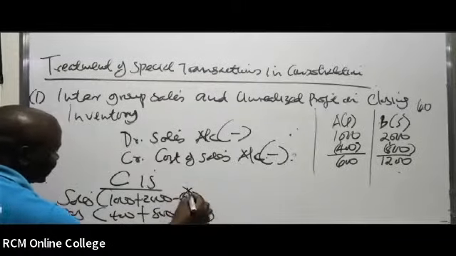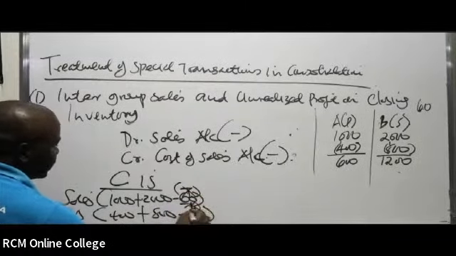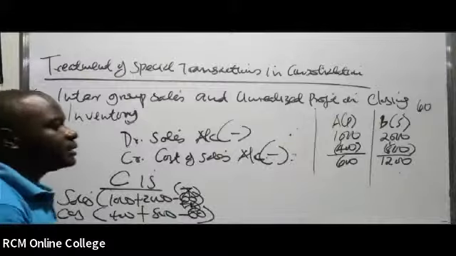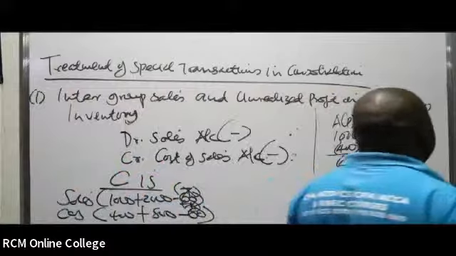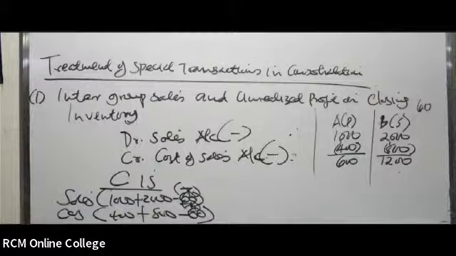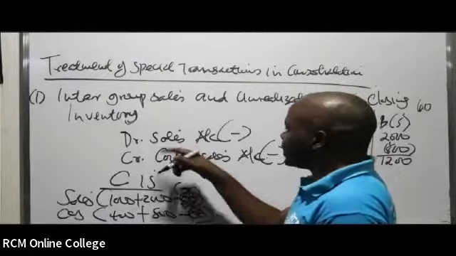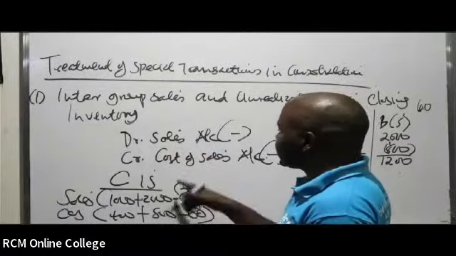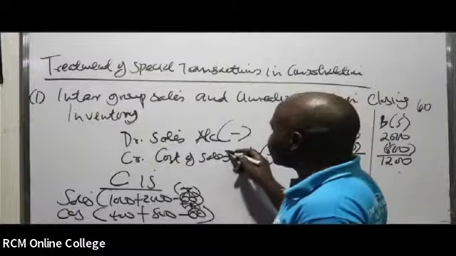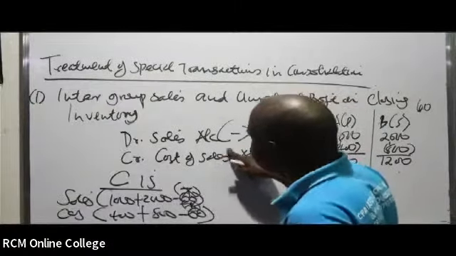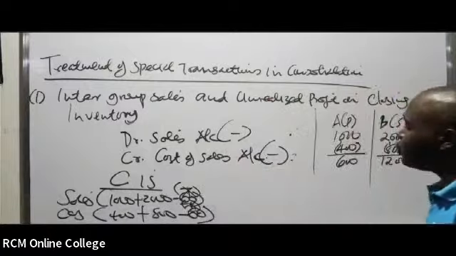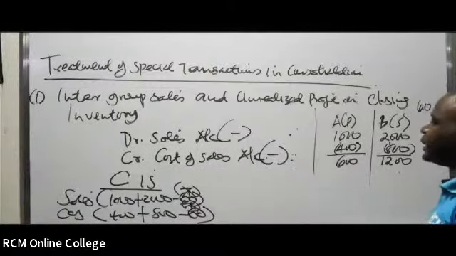You eliminate them, the intercompany sales. You have to eliminate them. When you deduct the 60 here, you are debiting sales. When you deduct 60 here, you are crediting the cost of sales, because this one is an expense. And when you reduce an expense, you are basically having to credit it. When you increase an expense, you are debiting it.